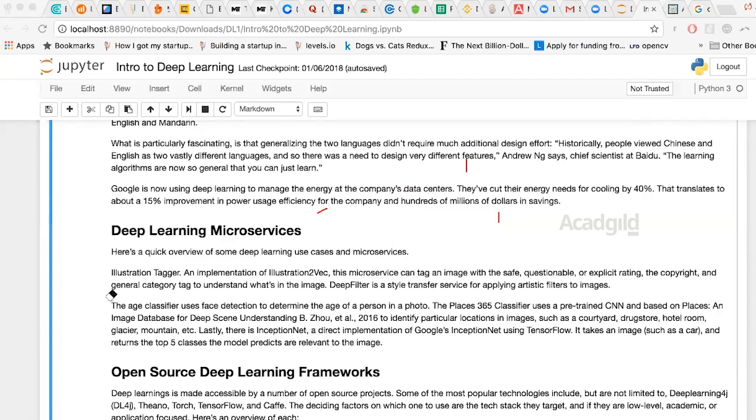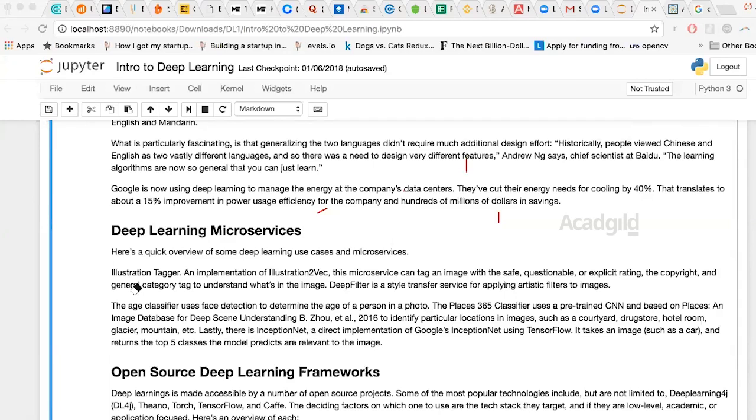The next one is the age classifier. Again, this uses face detection to determine the age of a person in a photo. I'm sure you've looked at that. There was a small app. What's happening on the back end is your face is being compared with, or benchmarked against, a million other faces, and it understands and predicts what your age is.